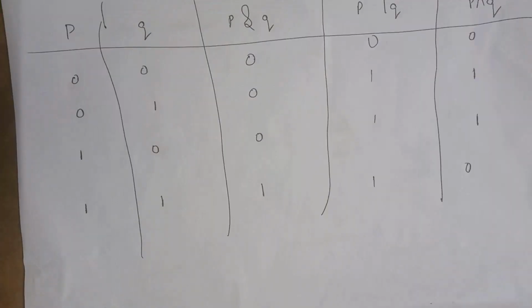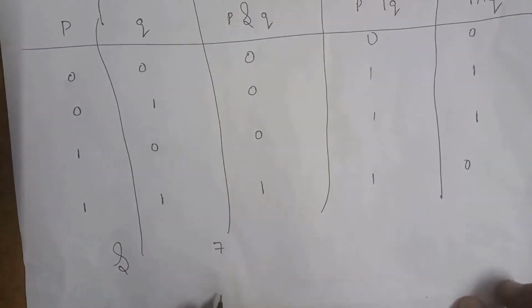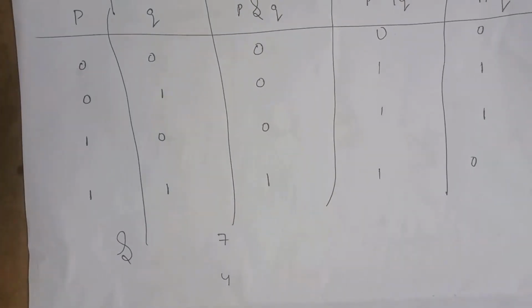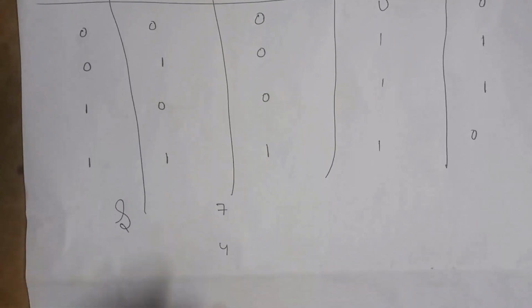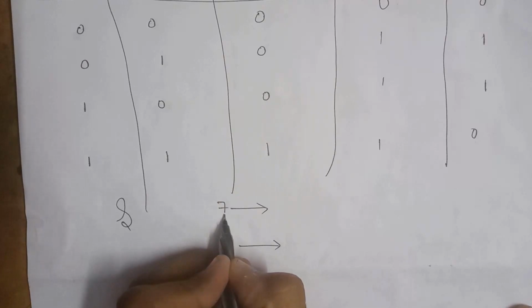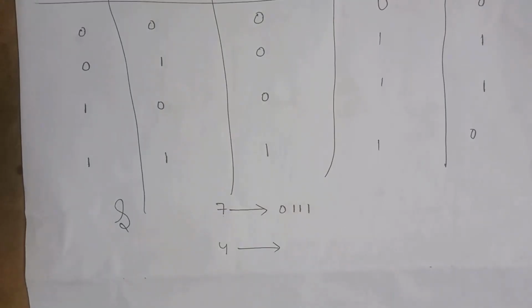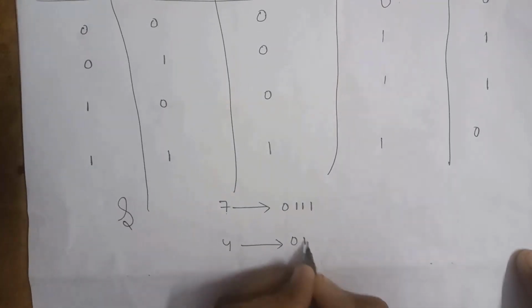Now I will give an example for bitwise AND. Let us consider two numbers. One number is 7 and another number is 4. Now you need to convert 7 and 4 into binary, that is into zeros and ones. If you convert 7 into binary, you will get 0, 1, 1, 1. Similarly, if you convert 4 into binary, you will get 0, 1, 0, 0.